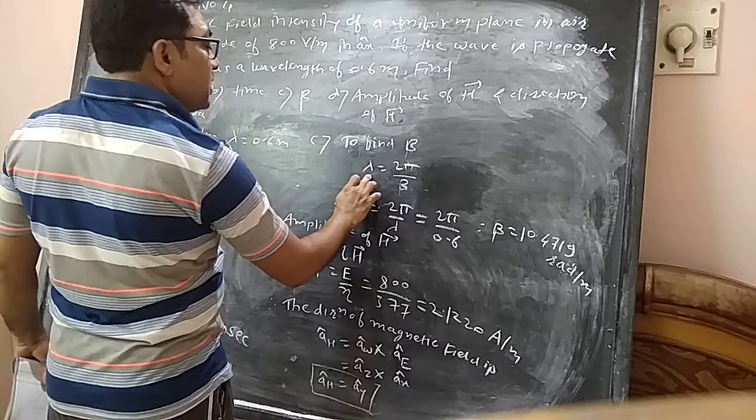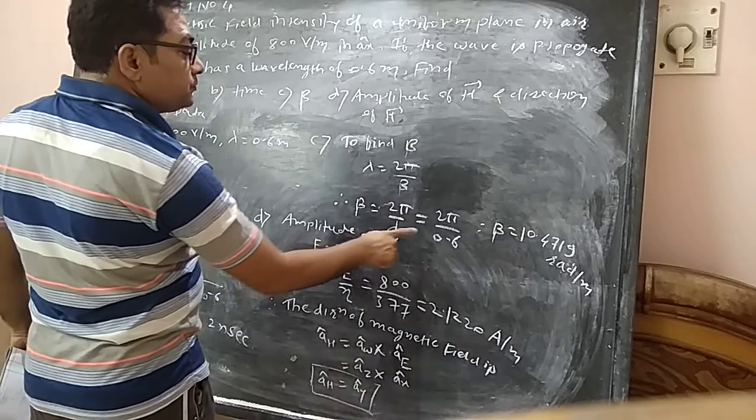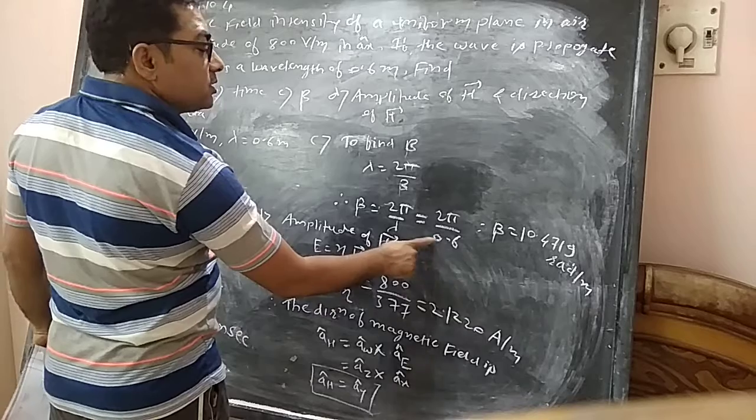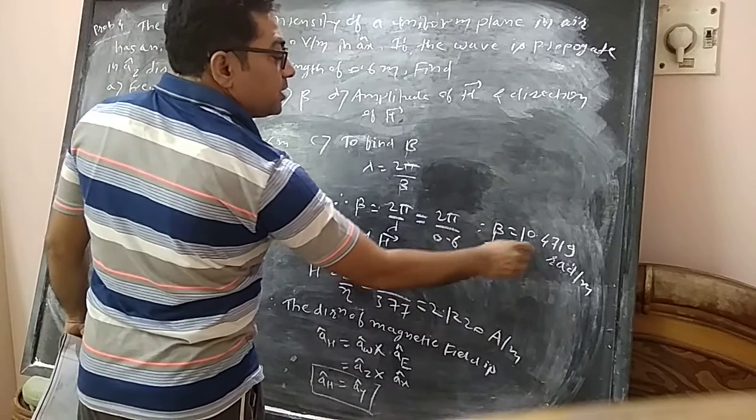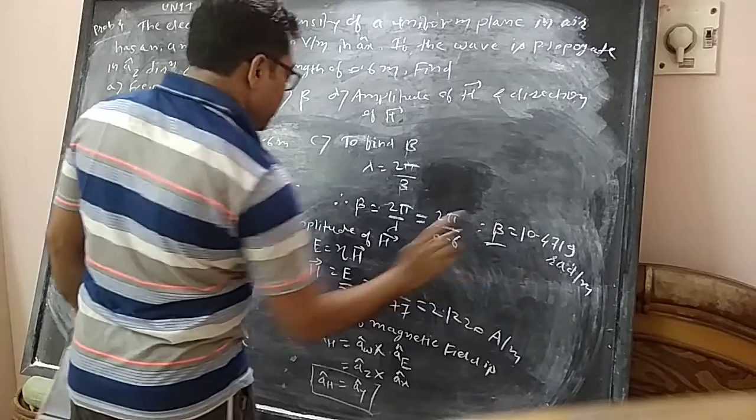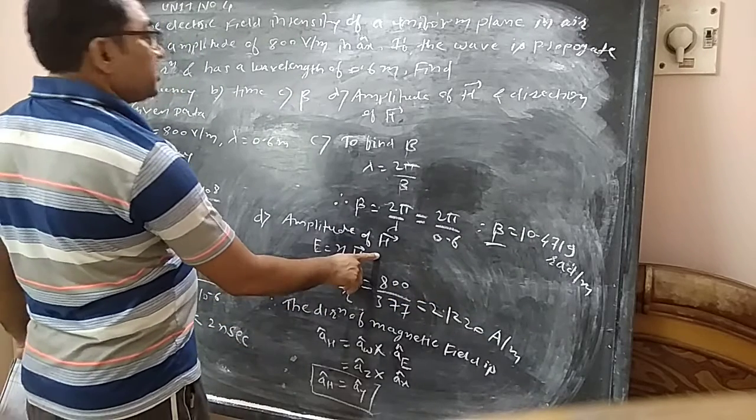Then next is to calculate the value of beta, that is phase constant. The formula is lambda equal to 2 pi by beta. So beta will be equal to 2 pi by lambda, so 2 pi by 0.6. That is, the value of phase constant beta is 10.479 radian per meter.